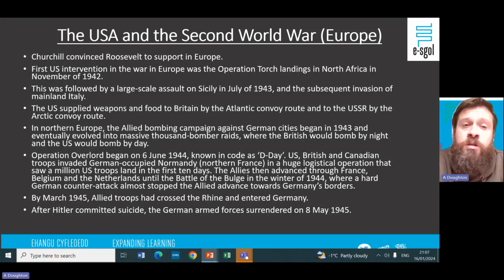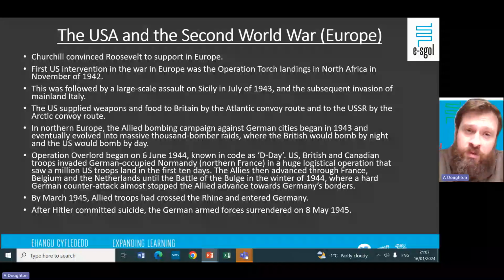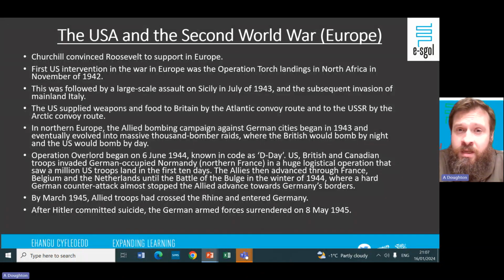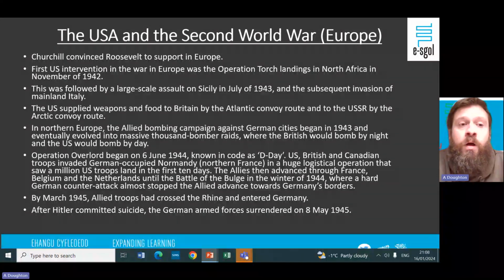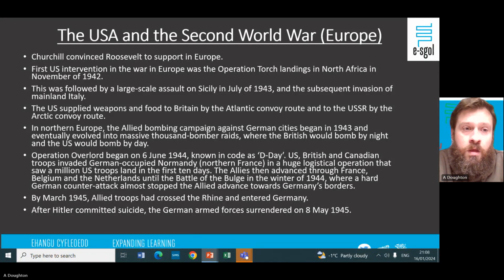So the first US intervention in the war in Europe was the Operation Torch Landings in North Africa. This was followed by a large-scale assault on Sicily in July of 1943, and then the invasion of mainland Italy. Now, the US supplied weapons and food to Britain and the Soviet Union throughout this. So it was not just the manpower that was crucial, it was the economic power of the US. They also started a bombing campaign against Germany from 1943. So the British would bomb by night and the US would bomb by day.